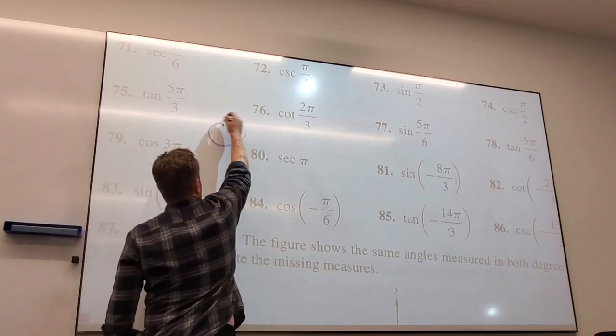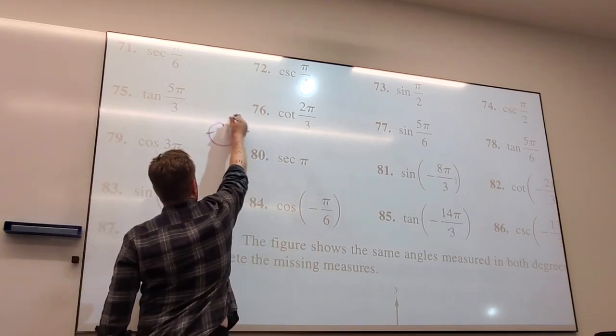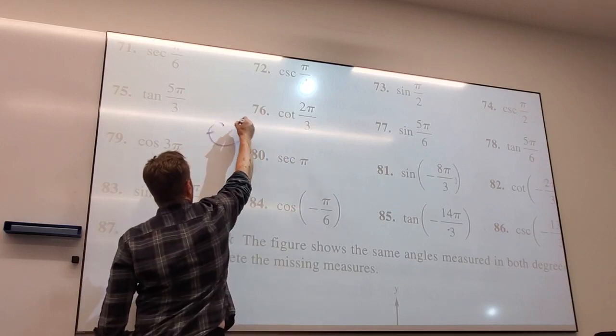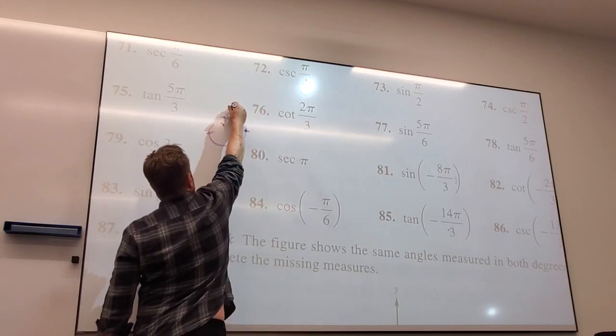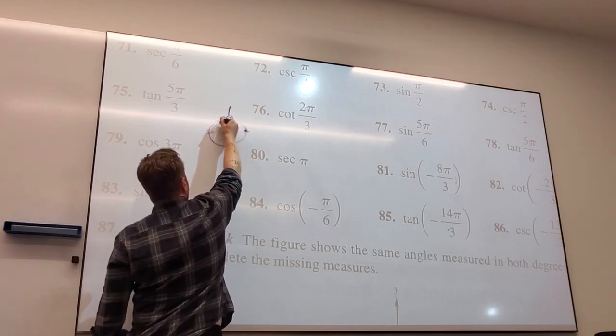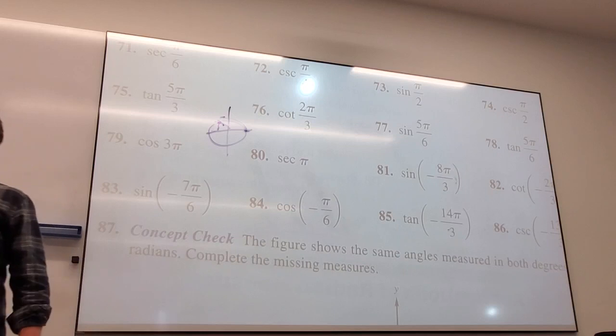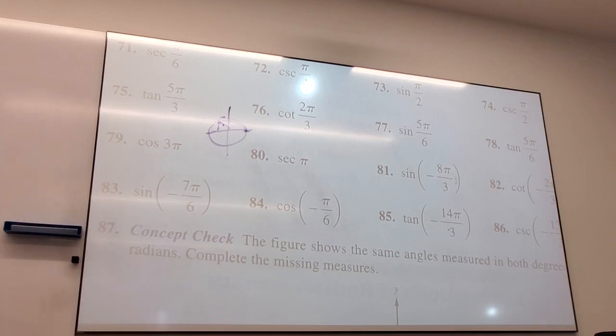3 pi over 3 is a full pi, so it's going to be here. So where's 2 pi over 3? 120 degrees. You could go there, but you don't even need to. It's just going to be pi over 3 away from a full pi. 3 pi over 3 is a full pi, 2 pi over 3 is pi over 3 away. There's your 60-degree reference angle.